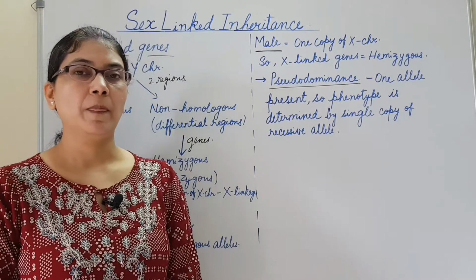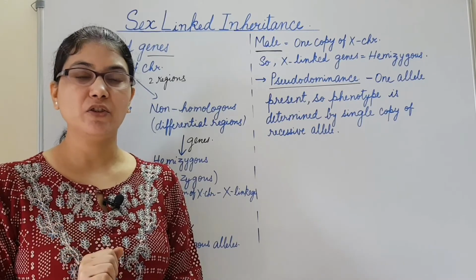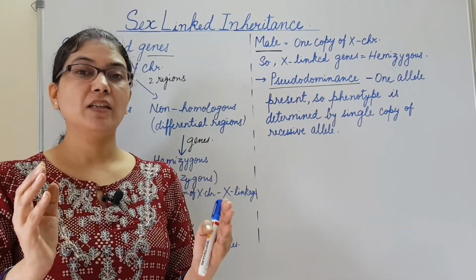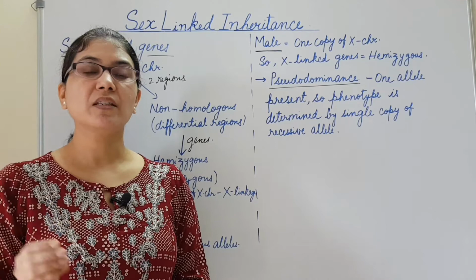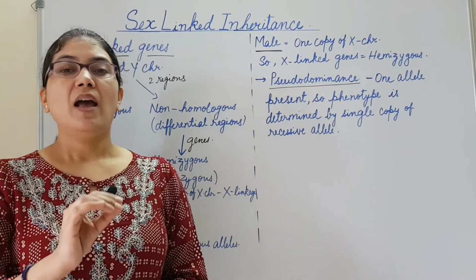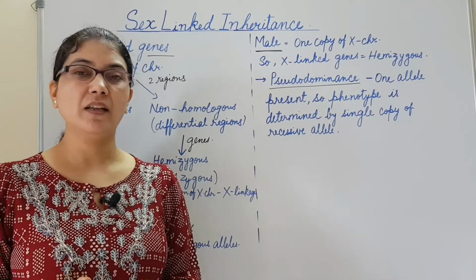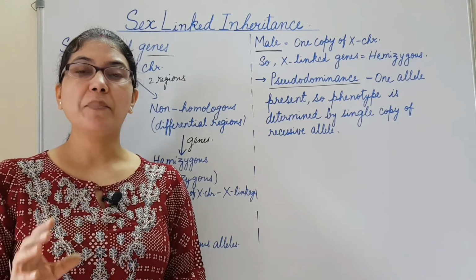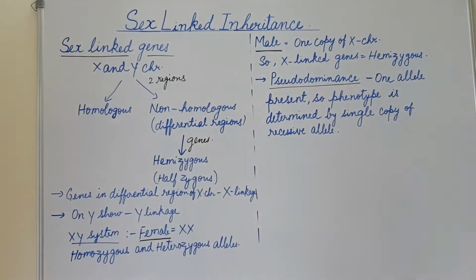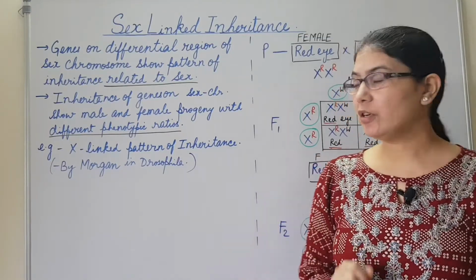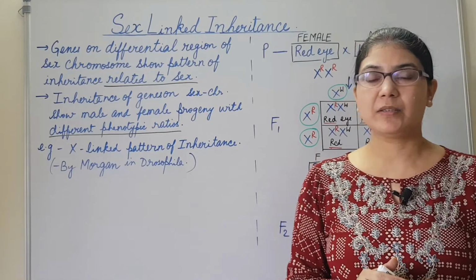What does this mean? It means that only a single copy of the allele is present in the differential region, and it expresses itself, or expresses the phenotype, even if the single copy is a recessive allele. And it is similar to one copy of the dominant allele present on the autosome, which expresses the phenotype. Genes that are present on the differential region of the sex chromosome show an inheritance pattern that is related to sex.